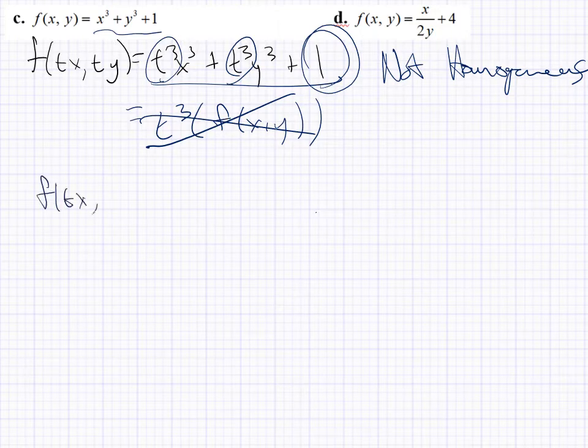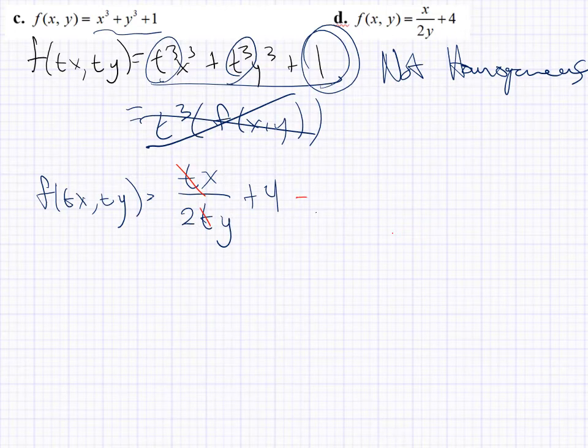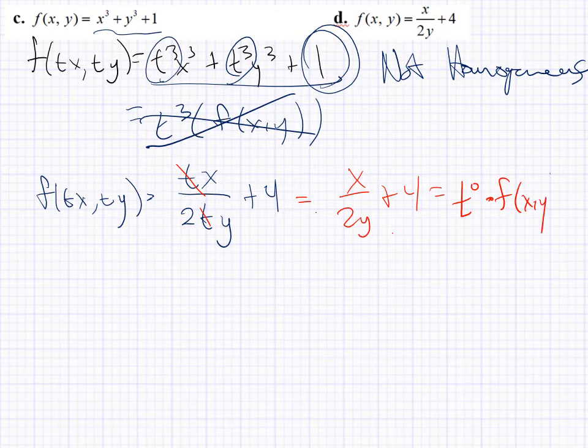F of tx, ty would give me tx over 2ty plus 4. And what happened is these two t's can cancel, and I get x over 2y plus 4, which happens to be the original function. And the question is, well, is that homogeneous? Well, couldn't I write this as t to the 0 times the original function? Yeah, so remember, n just has to be a real number. 0 is a real number, so this would be homogeneous. This function right here is homogeneous degree 0, which is possible.